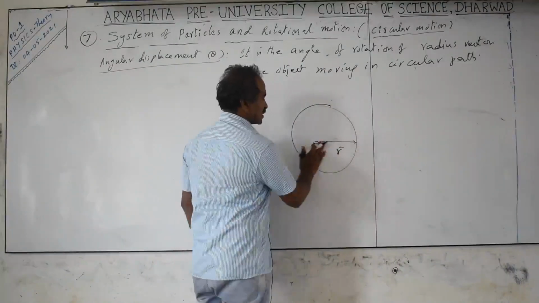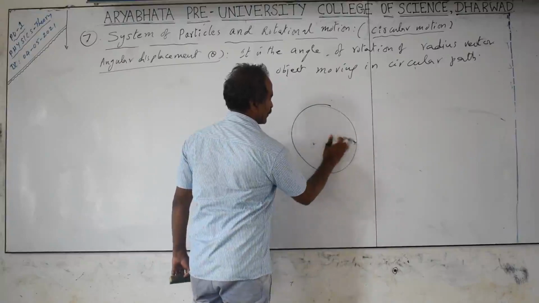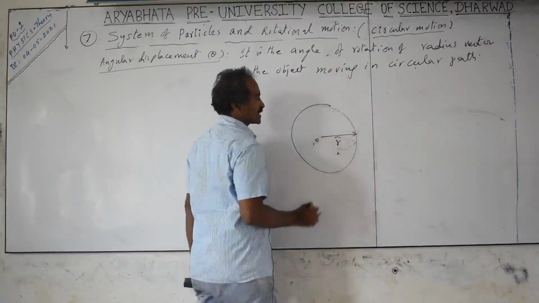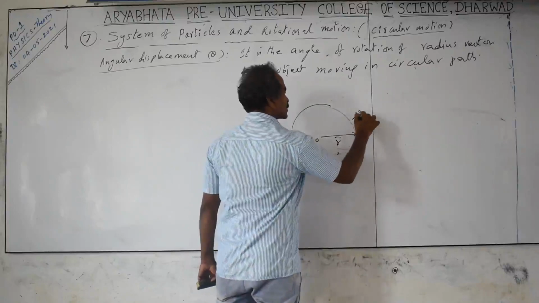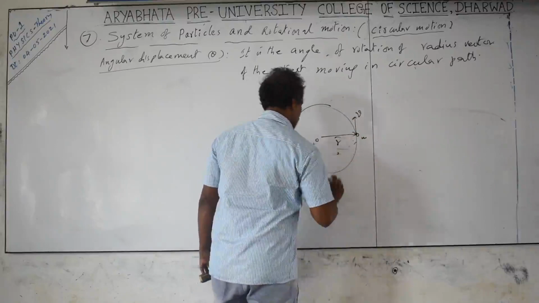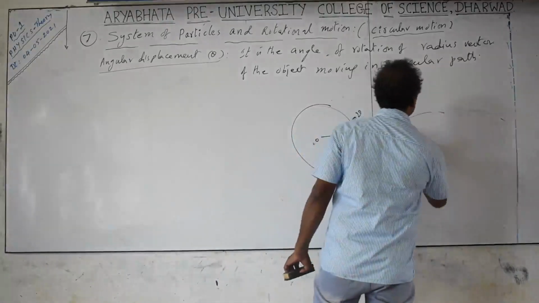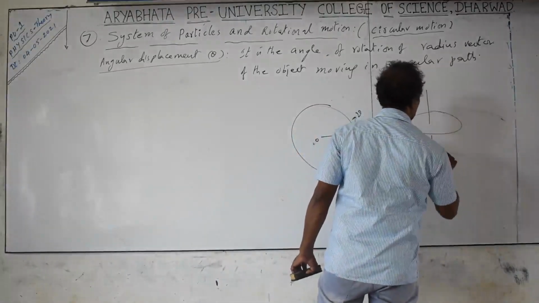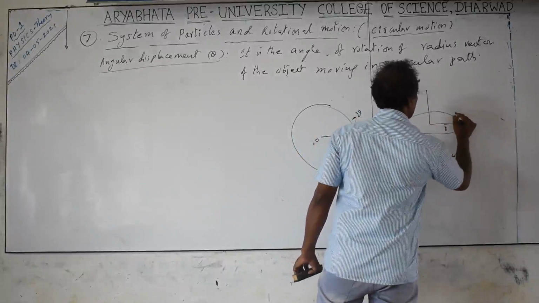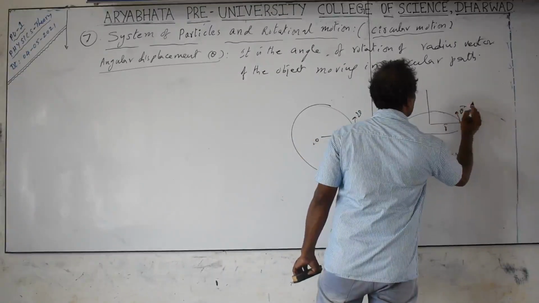This is the center of the circle, O. R bar is the radius vector, and the velocity is like this. Ready? The same thing we see from the side view: axis, r bar, velocity.